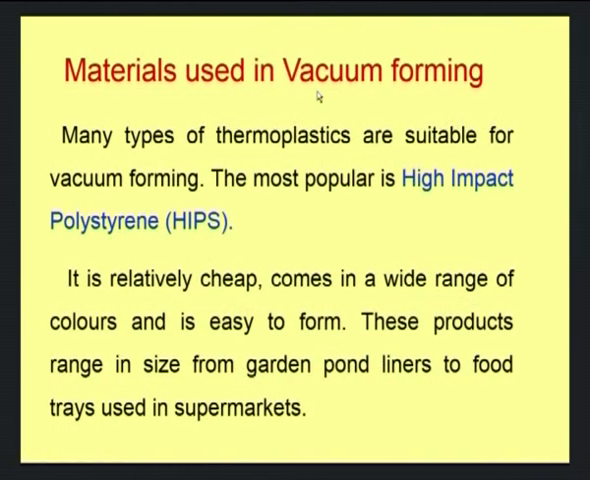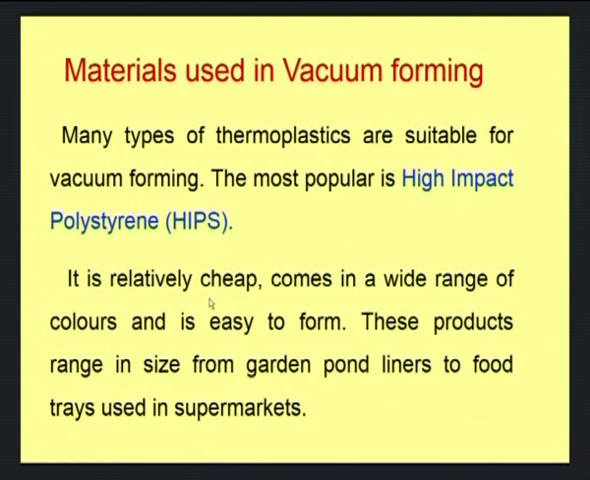Looking into the materials used in vacuum forming, many types of thermoplastics are suitable. The most popular one is high impact polystyrene, commonly called HIPS. The difference between polystyrene and high impact polystyrene is that the presence of bulky groups in polystyrene makes the material brittle. Now, if it is embedded with some elastomers on the surface, which will efficiently transfer any impact on it, its impact strength could be increased. So, that grade is called high impact polystyrene.